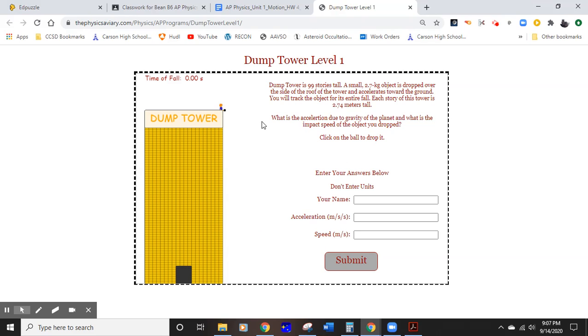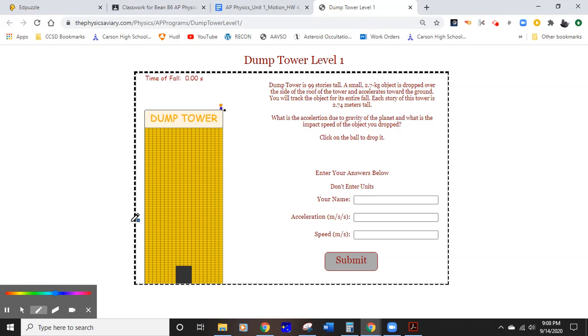The tower is 99 stories tall. A small 2.7 kilogram mass is dumped over the side of the roof and accelerates toward the ground. You track the object for its entire fall. Each story of this tower is 2.74 meters. What's the acceleration due to gravity on the planet, and what is the impact speed of the object?